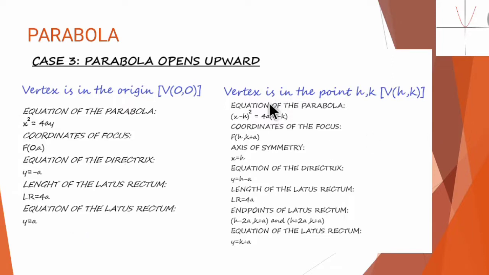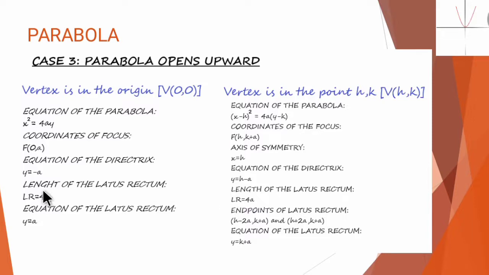Next, what if the vertex is in the point h, k or not on the origin? So, equation of the parabola, we have x minus h squared is equal to 4a times y minus k. Coordinates of the focus, it has the coordinate of h and k plus a. Axis of symmetry, it is x is equal to h. Equation of the directrix, we have y is equal to k minus a. Length of the latus rectum, we have LR is equal to 4a.